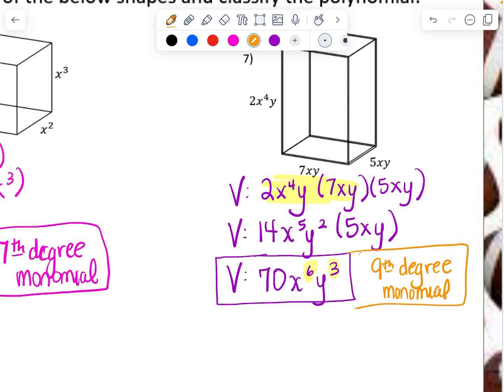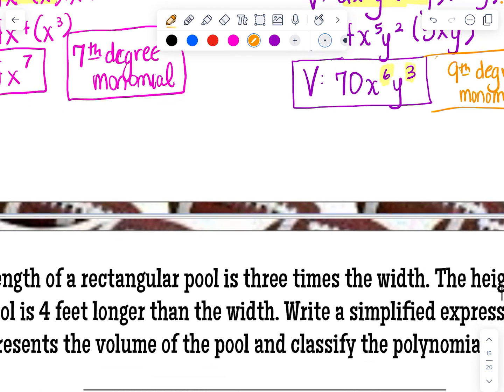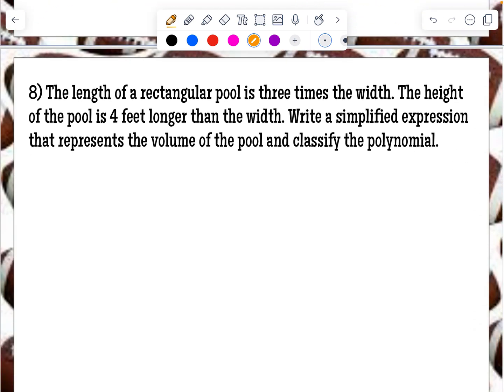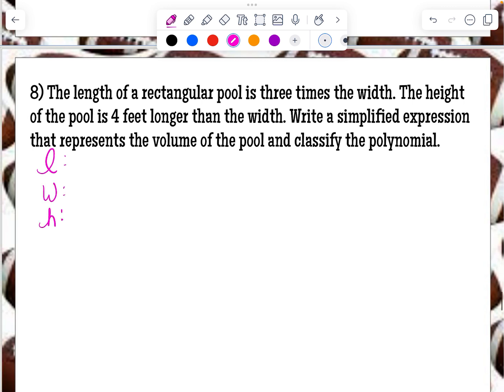Okay, we've got one last example. The length of a rectangular pool is 3 times the width. The height of the pool is 4 feet longer than the width. Write a simplified expression that represents the volume of the pool and classify the polynomial. I do not draw 3D shapes very well, so I'm just going to list my length, my width, and my height. So the length is 3 times the width.